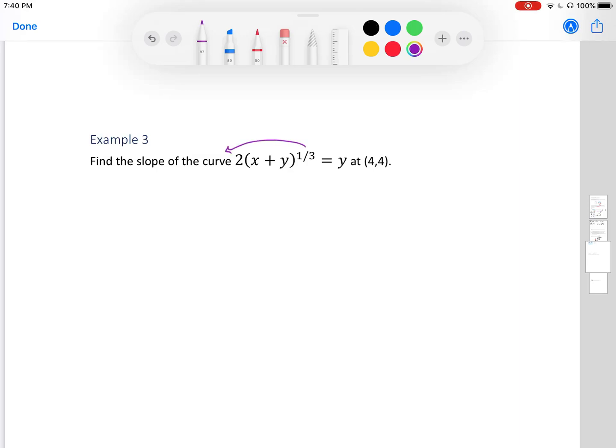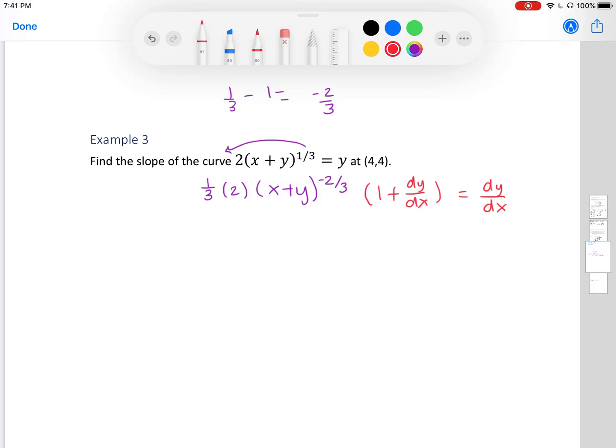So the derivative of that 1/3: I have 1/3 times (x plus y), and then 1/3 minus 1 gives you negative 2/3. And the derivative of the inside: the derivative of x is 1, the derivative of y is dy/dx, equals the derivative of y, which is 1 dy/dx.